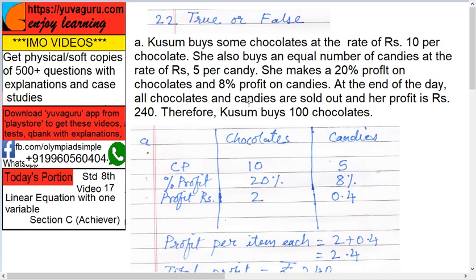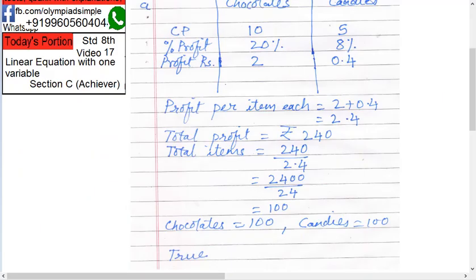Now what are they saying? Both have been sold out and profit is 240. Total profit is 240 and per item combined together the profit is 2.4. So how many items were sold? 240 upon 2.4, right? Because this is the profit for one and this is the total profit. So when you solve this, it becomes 2400 upon 24. The decimal point goes over here and we add a 10. So 24 ones and hundreds. So each item was sold 100 chocolates and 100 candies.